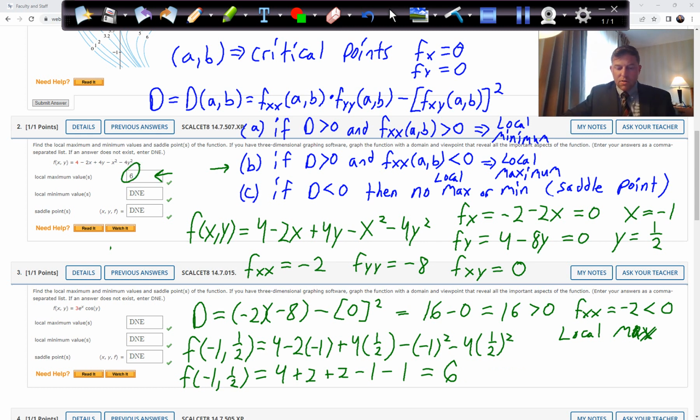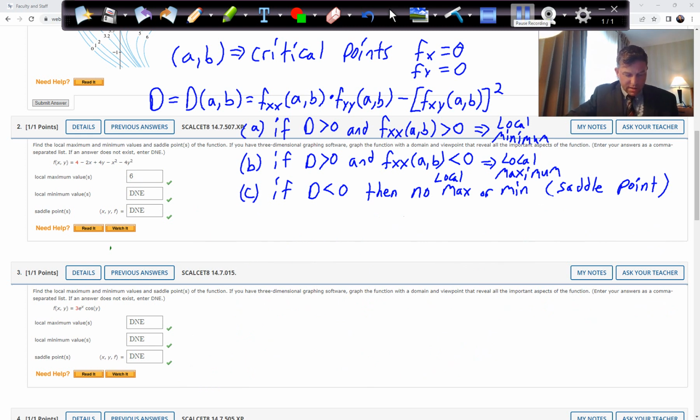Now because there are no other critical points and the second derivative test is just constants, there's no x's or y's to even plug into, there cannot exist a local min or any saddle points. So we would put D and E does not exist for both. Okay, let's try problem 3.